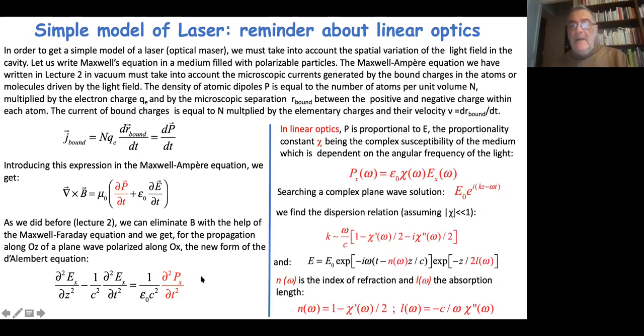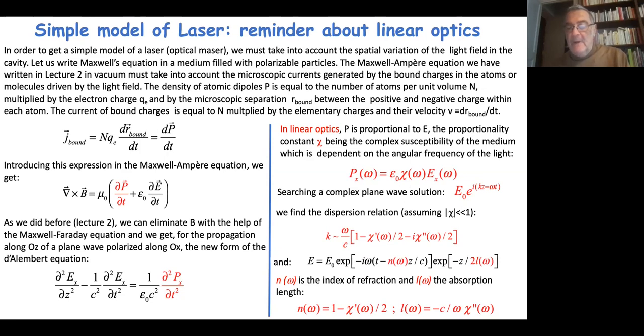And in the linear approximation, what you assume is that P is just proportional to E. P is equal to epsilon naught chi of omega times E of omega. Chi of omega is called the linear response. It's the proportionality between the applied field and the polarization. And it's a quantity which depends on frequency, so it's a function chi of omega. And it's a quantity which has a real part and an imaginary part.